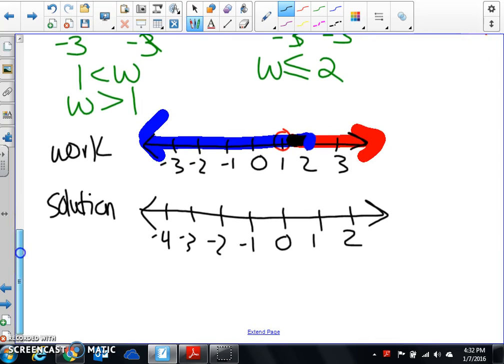Okay. So my solution is where they both intersected, which should be this dark area here. So I just go ahead and rewrite it. I go to 1, it was an open circle. 2, it was a closed circle. And then where they both mixed was right in between it.